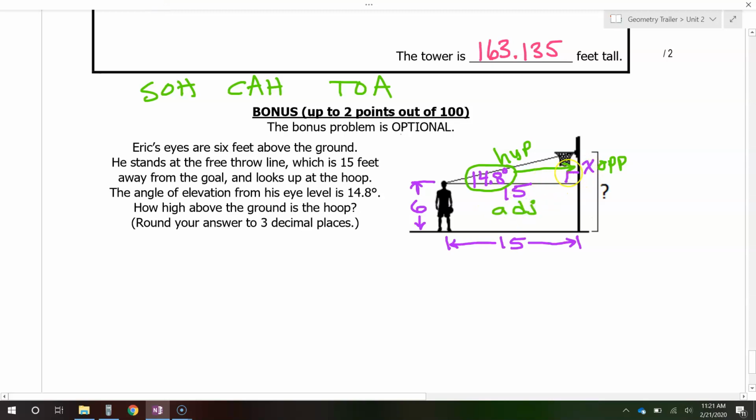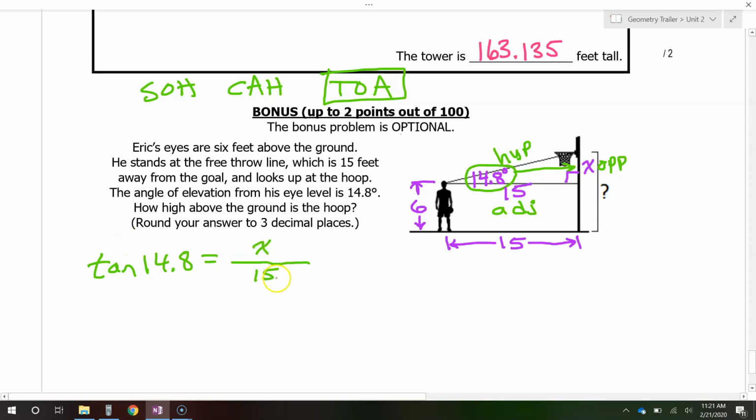Okay, so we have the x and we have the 15. That is opposite and adjacent. So that is the tangent function. Tangent is opposite over adjacent. So let's write tangent of the angle we circled is equal to opposite over adjacent. So that'll be x over 15.